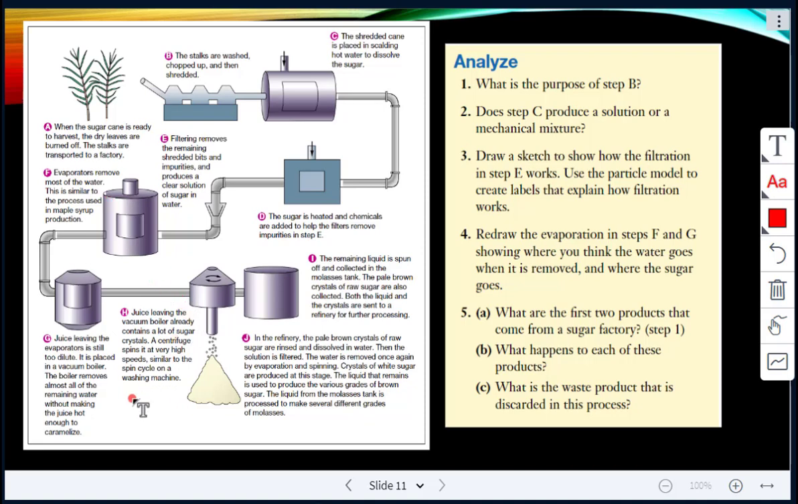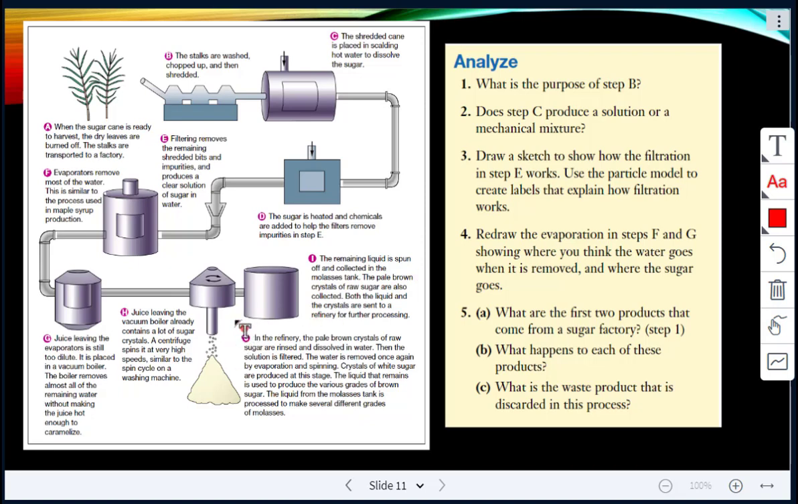All right, so let's look at step H. In step H, juice leaving the vacuum boiler contains a lot of sugar crystals. A centrifuge, here is a centrifuge, is going to spin it at a very high speed, just like a spin cycle on a washing machine. And then the remaining liquid is spun off and collected in the molasses tank. So we have some liquid in this molasses tank. The pale brown crystals of raw sugar are also collected. Both the liquid and the crystals are sent to a refinery for further processing.